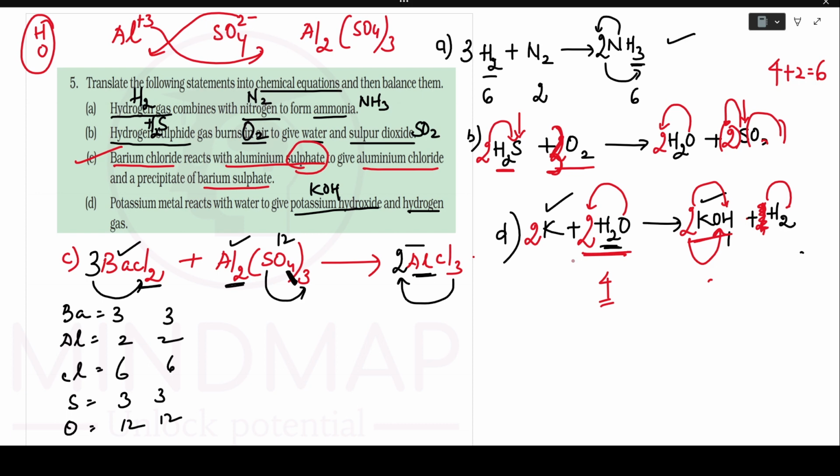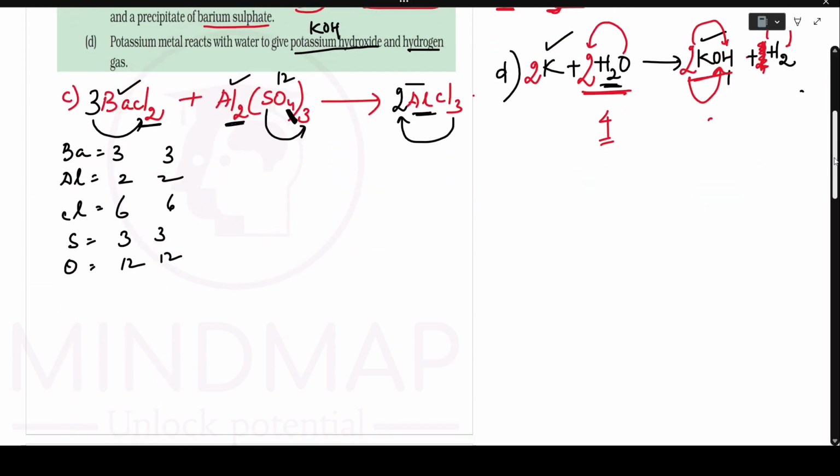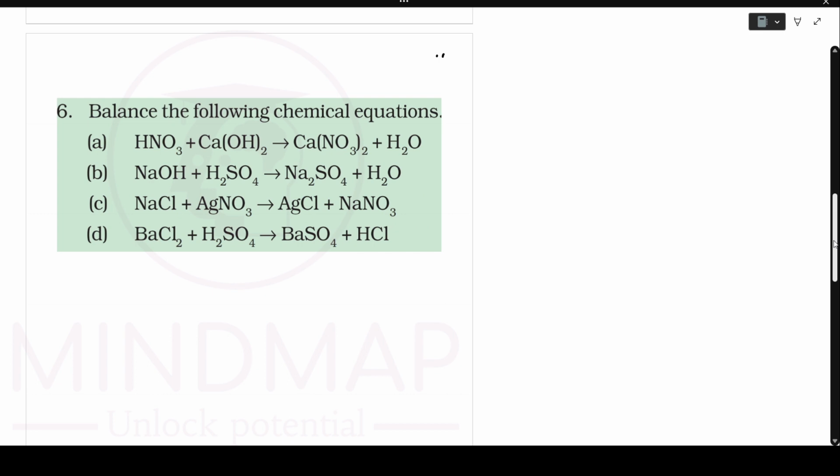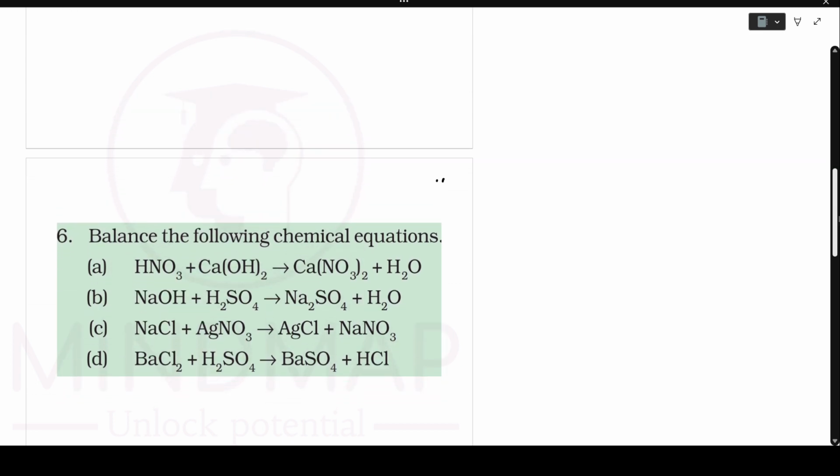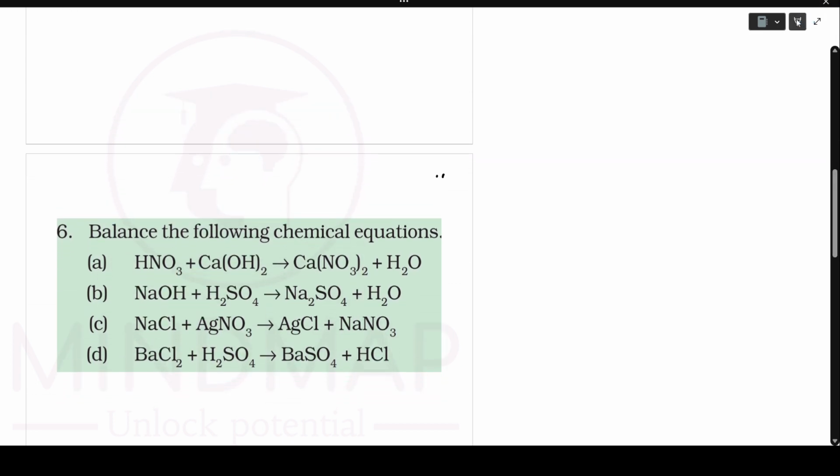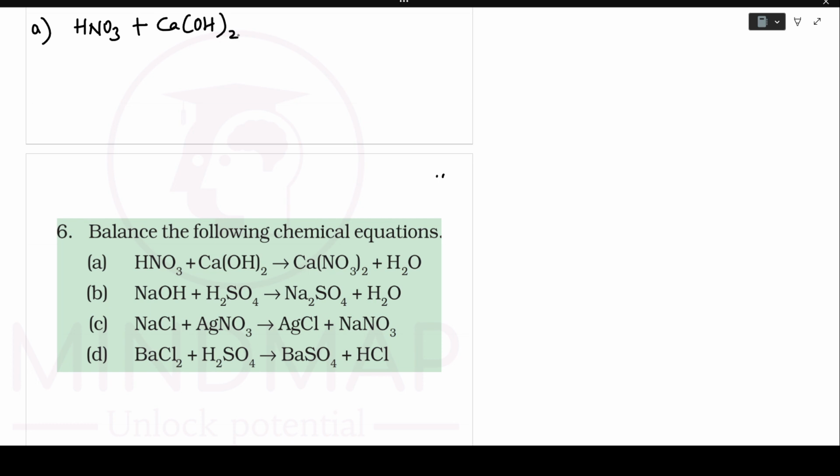Done? Okay. Now let's move to the next question, number 6. It's balance the following chemical equation. See here the equation is already given. So balancing is very easy. So let's do the first one. Let me write the equation here. HNO3 plus calcium hydroxide is forming Ca(NO3)2 plus H2O. So let's balance one by one.